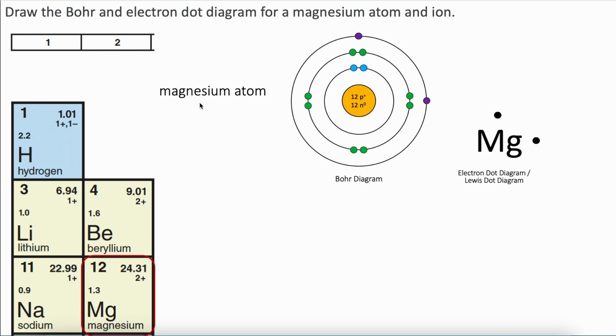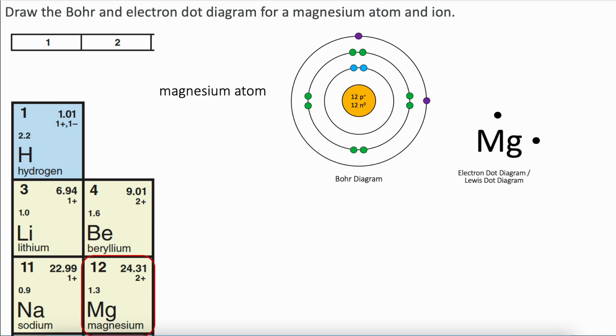If we take a look at a magnesium atom and its Bohr diagram, here we see those 12 protons in the nucleus, and since the atom is electrically neutral, the number of protons must equal the number of electrons. So we have 2 electrons in the first shell, 8 electrons in the second shell, and 2 electrons in that outermost shell, giving us a total of 12 electrons. So we have 12 positive charges and 12 negative charges. The magnesium atom is electrically neutral.